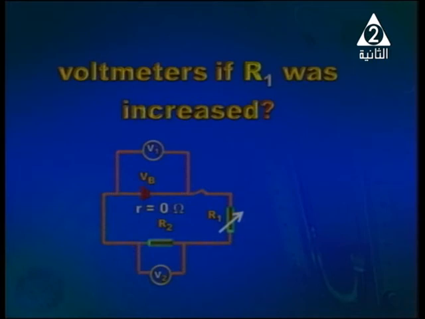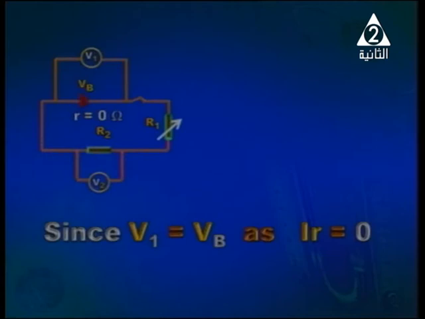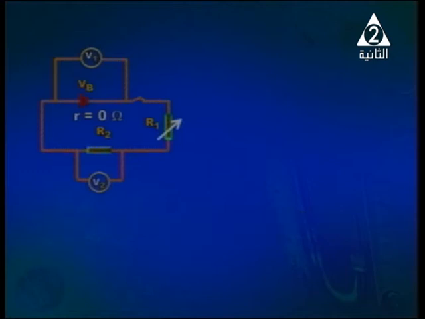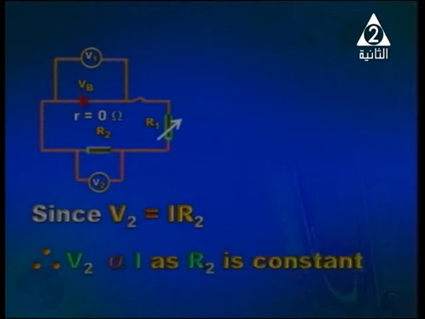What is the effect of increasing R1? V1 is equal to V battery simply because I r, V internal, is equal to 0. So V1 remains unchanged. And what about V2? V2 is calculated using the formula IR2. When R1 is increased, current will decrease and V2 will decrease. Okay, V2 is proportional to the current. R2 is constant, of course. So what happens to the current? The current decreases, V2 decreases.